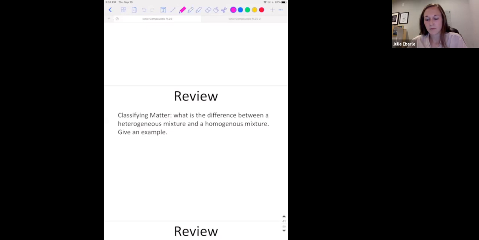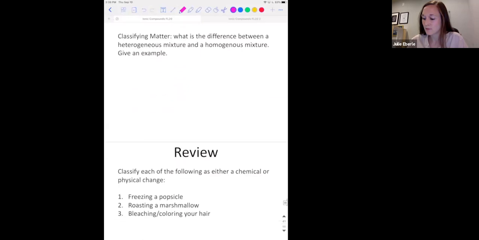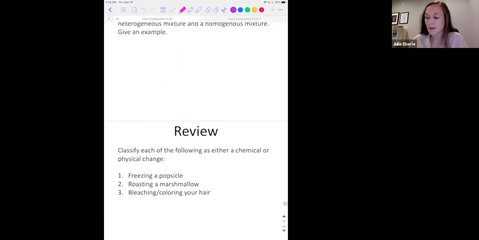I'm going to give you about 20 or so more seconds, maybe 25. All right, you've had about 50 seconds. I think that should be pretty doable, to simply state the difference and give me an example. So let's move on. Classify each of the following as either a chemical or physical change, and I don't think we'll need to spend a lot of time here.